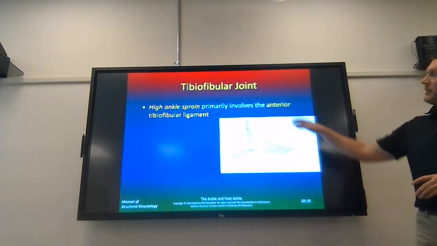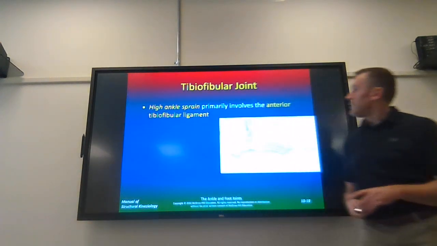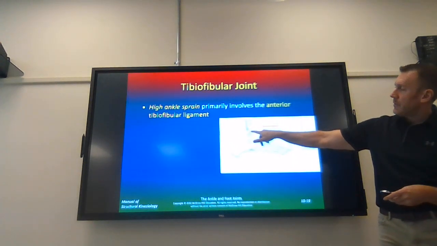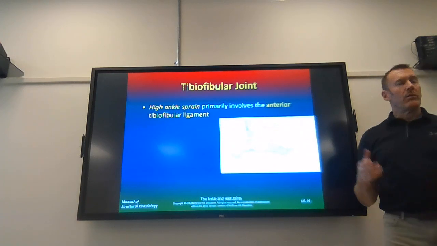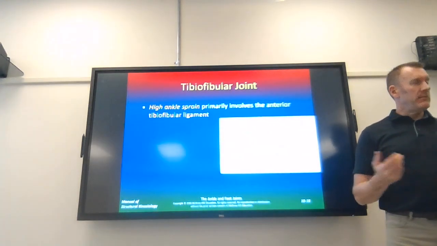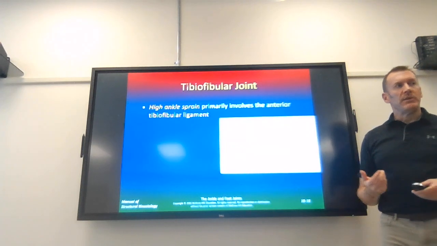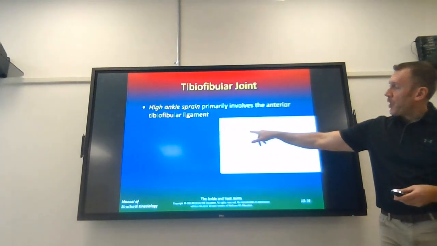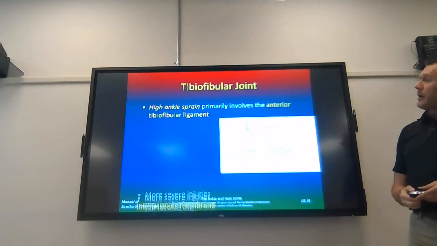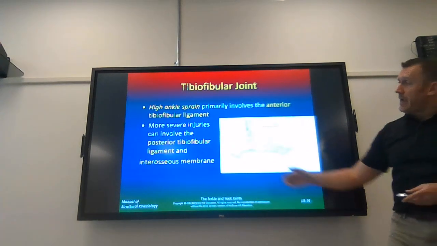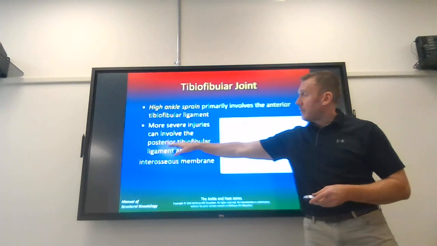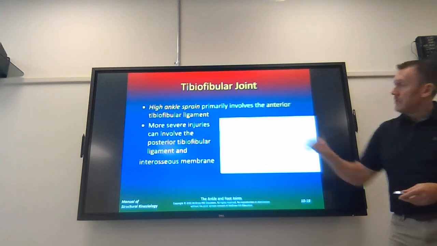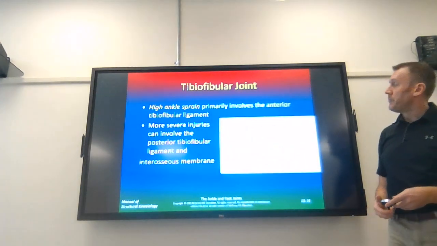So it's specifically the anterior tibiofibular ligament. So we can see that the anterior tibiofibular ligament is right here. Ligaments are typically named according to the bones that they connect. So the tibiofibular ligament connects the tibia and fibula. This is the anterior part, this is the posterior part. In cases of more severe high ankle sprains, we can also sprain the posterior tibiofibular ligament, and the interosseous membrane can tear as well.